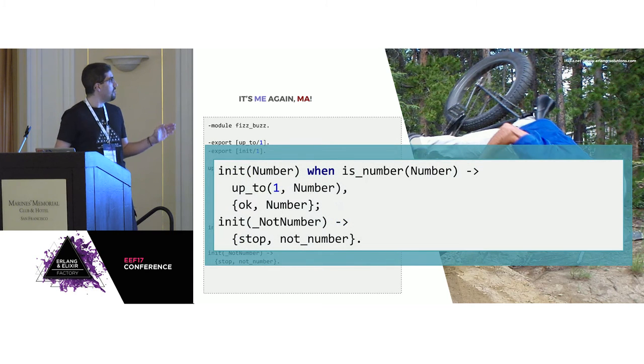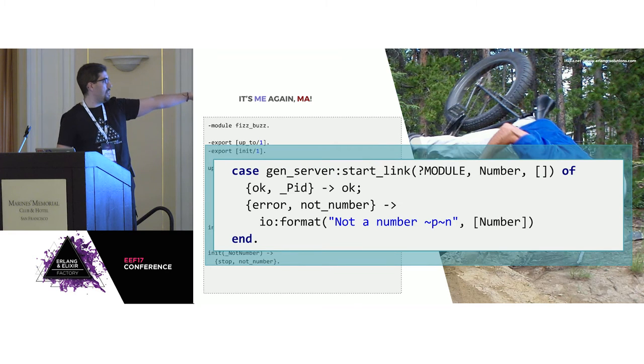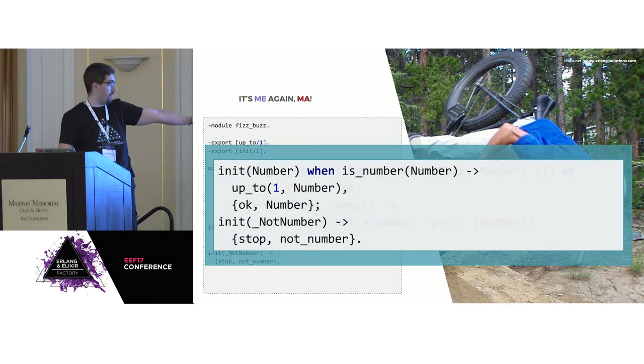So init function, if it's a number, calls the other function, same thing as before. But if it's not a number, returns stop, not a number. That ends up in error, not a number, and prints the error. All right? Looks good, right? Seems to be correct. It's according to documentation, and the code is copy-pasted from the internet, so it's fine.